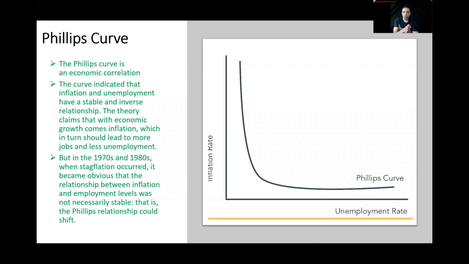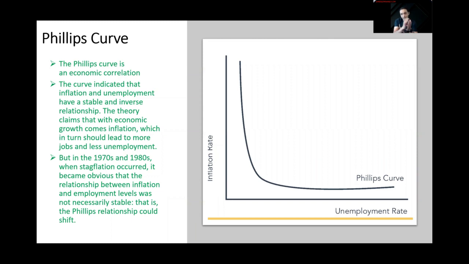The theory claims that with economic growth comes inflation, which in turn leads to more jobs and less unemployment. But this was before the 1970s, when nobody thought about having a stagflation kind of picture. And this was refuted by the stagflation that occurred in the 1970s and 80s. When it occurred, it became obvious that the relationship between inflation and employment was not necessarily stable and predictable, the way it is shown in the Phillips curve.